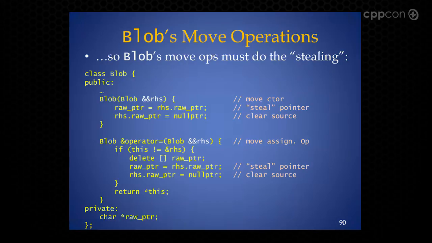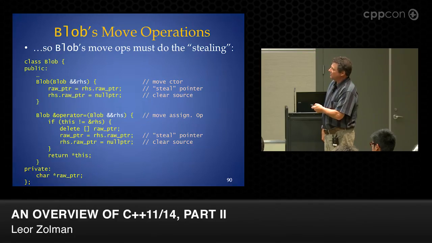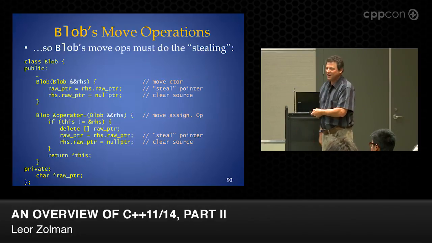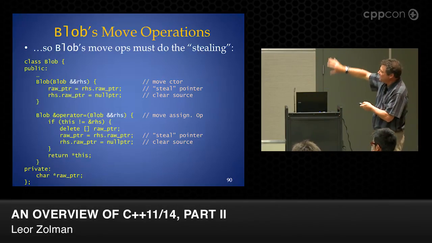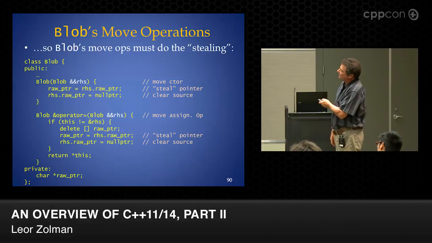So here's blob's class implementation for the move operations. Now we can see what actually happens in move construction. Here's the implementation, by the way. It's a raw pointer. Just pretend that's not a raw pointer. It should be a unique pointer. We're not worried about that. I'm trying to focus on this part. So this is going to just copy that pointer across. And then we take the original pointer of the source object and null it out.